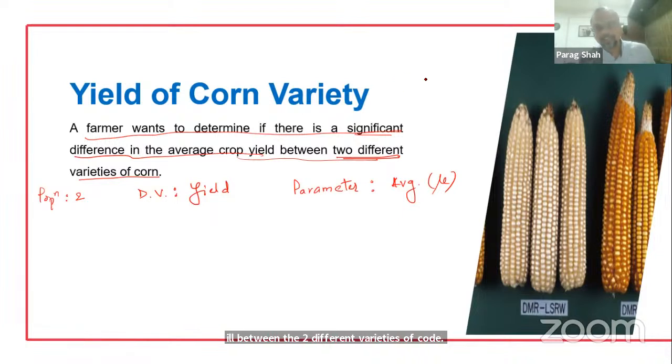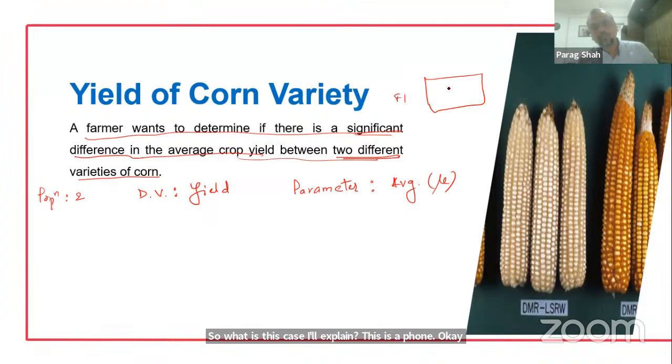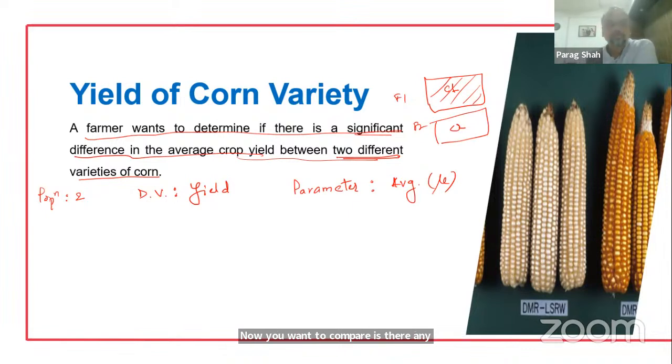So what is this case? I'll explain. Suppose this is a farm. In farm 1, he uses the first type of corn, and he calculates how much yield he is getting. In the second farm, he goes with corn 2. Now he wants to compare: is there any significant difference between the two?